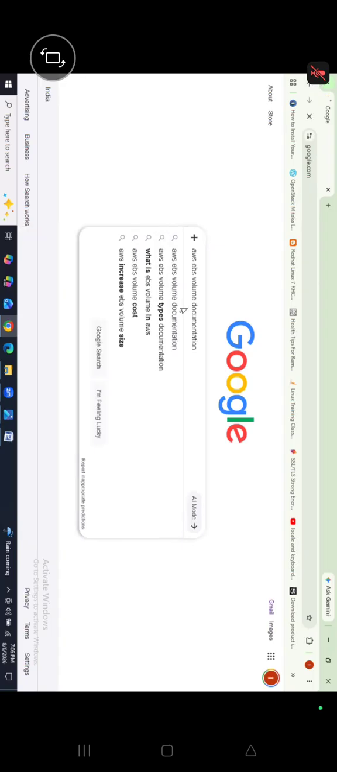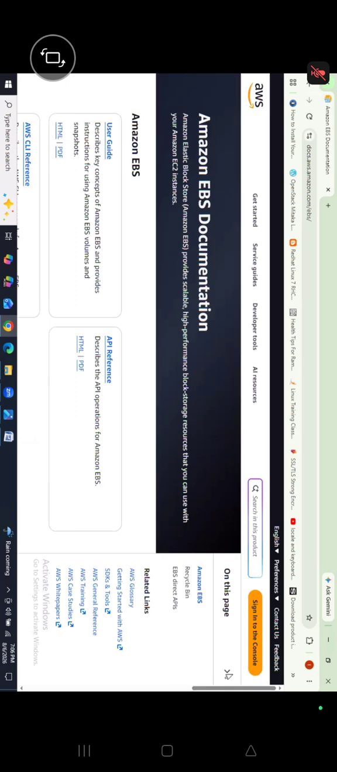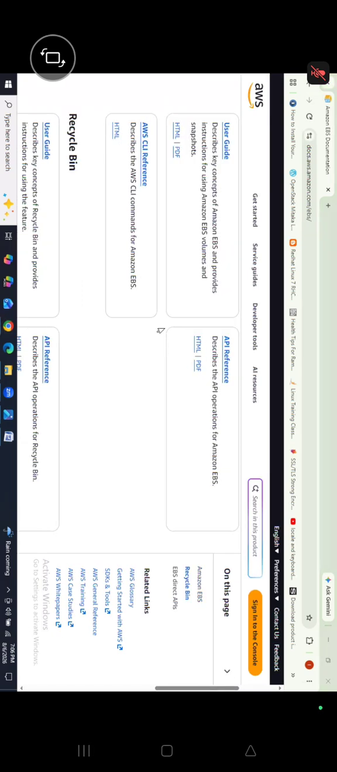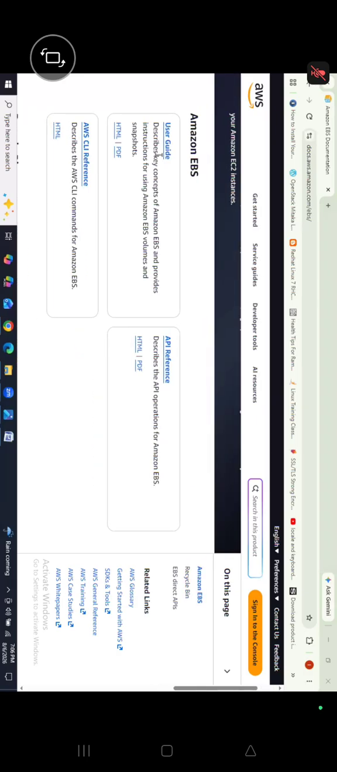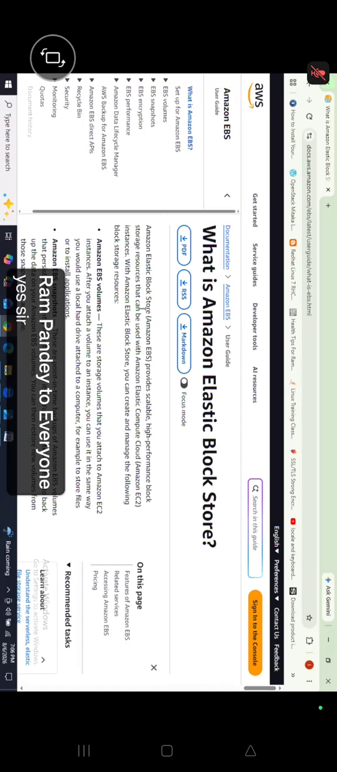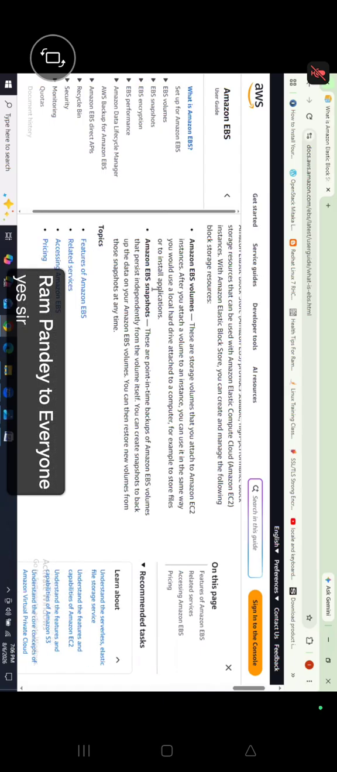One minute, guys. EBS volume documentation. AWS EBS volume documentation, right? So this is the official documentation. What I'm trying to teach, I hope you're clear, right? I hope you got it. So let's see here, coming to EBS volumes.